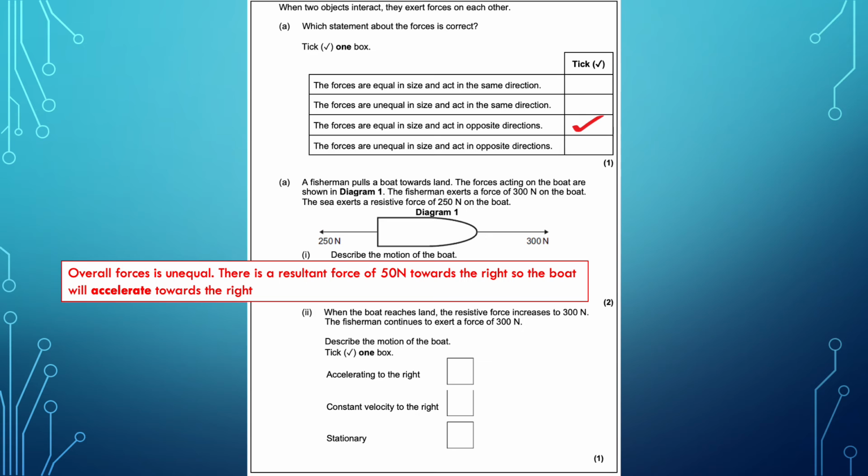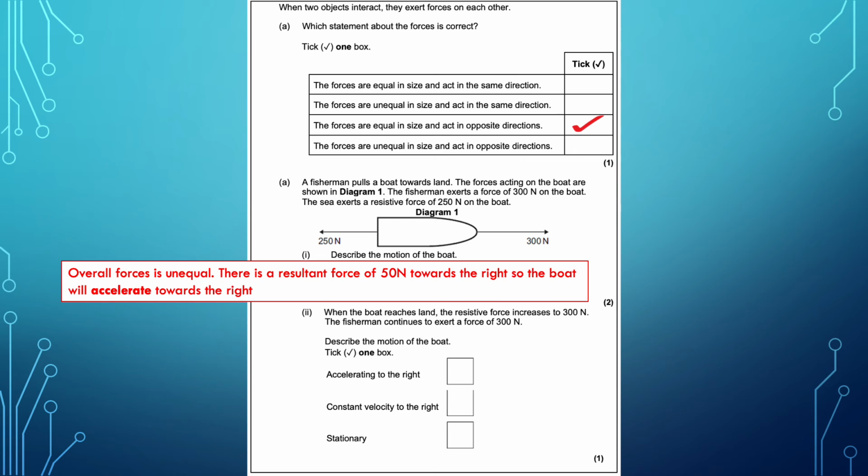Okay, this should be B, part 2. When the boat reaches land, the resistive force increases to 300 newtons, and the fisherman continues to exert a force of 300 newtons. So, describe the motion of the boat. Is it accelerating to the right? Is it constant velocity to the right? Or is it stationary? Now, for this one, you probably would have thought in two different ways.